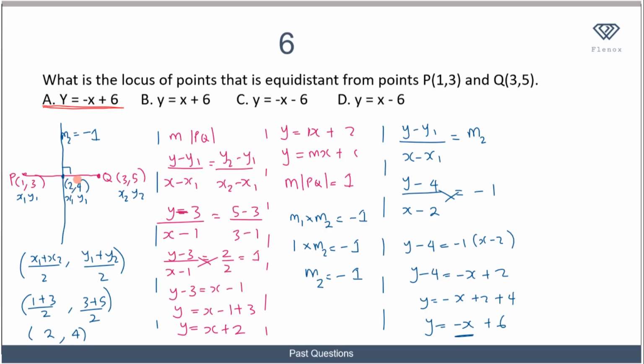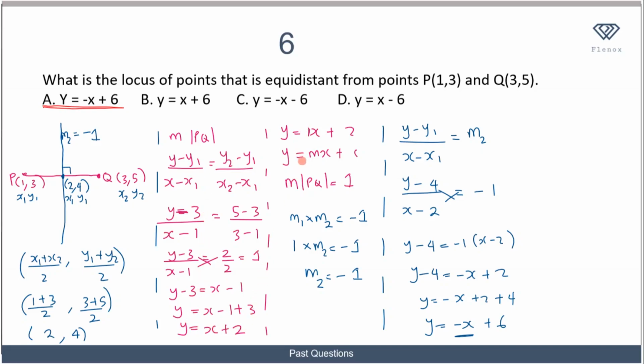So when we found that, we now found the slope of the line that we are looking for. And to find the slope, we first found the equation of the line that is perpendicular to it. So we found the equation of line PQ using this formula, and we found the equation to be y equals x plus 2.